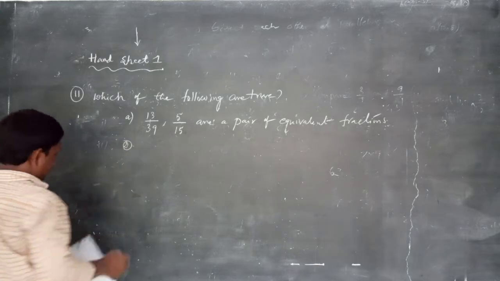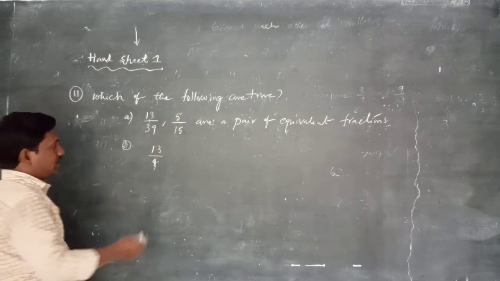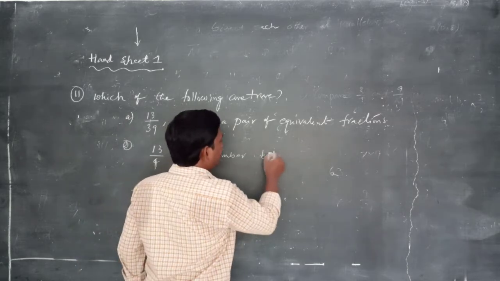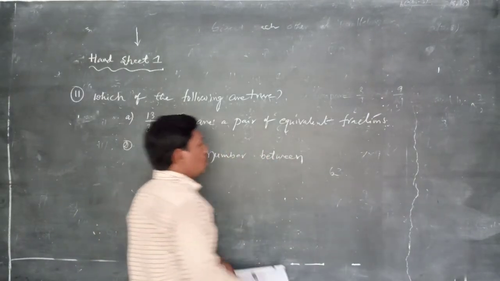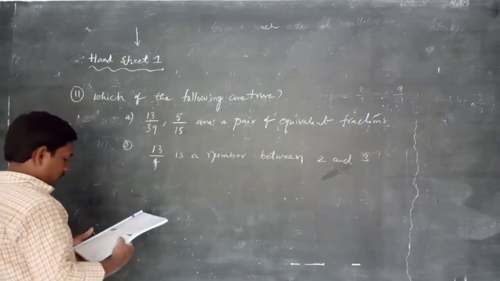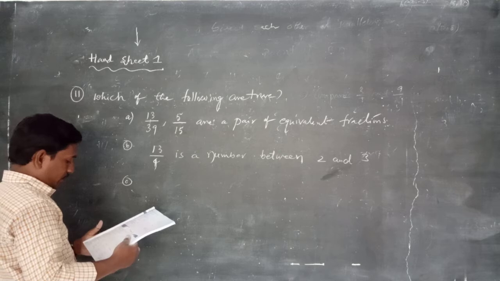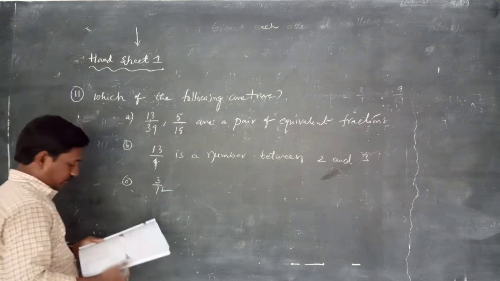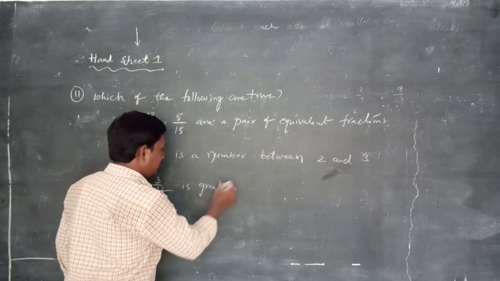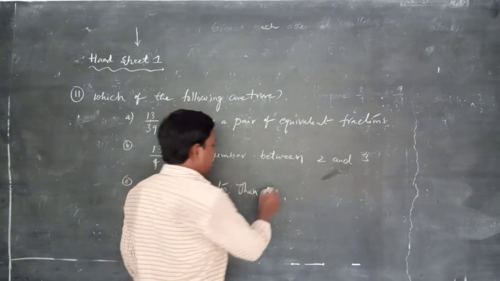And B, 13 by 4 is a number between 2 and 3. C, 3 by 12 is greater than 3 by 7.